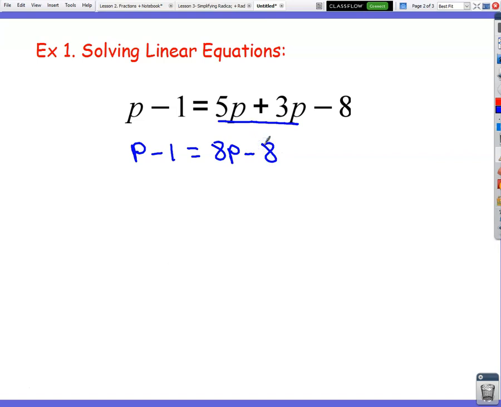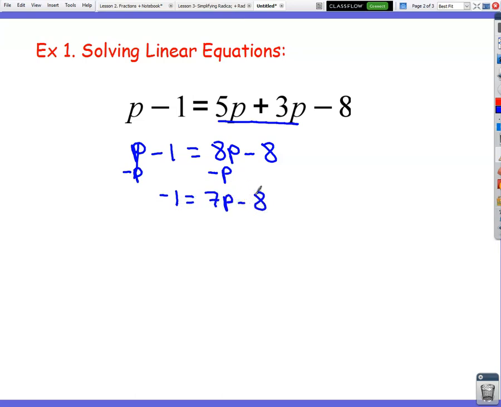And then you want to isolate your p's to one side. So either you can subtract p and bring it over here, or subtract 8p and bring it on the other side. It doesn't really matter. So I'm going to subtract p and bring it over to this side. And so now I have 7p minus 8.